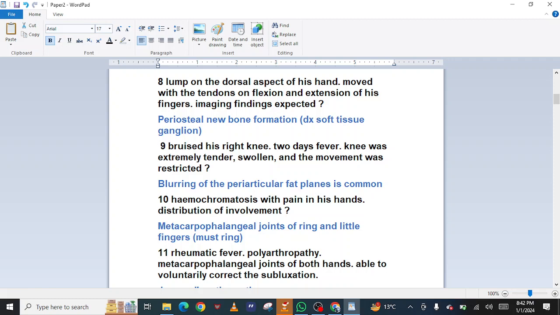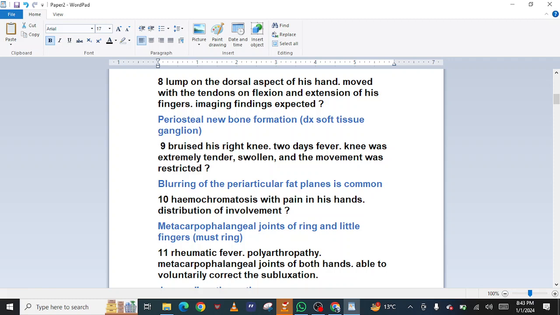8. Lump on the dorsal aspect of his hand that moved with the tendons on flexion and extension of his fingers. Imaging findings expected: periosteal new bone formation. 9. Bruised his right knee. 2 days fever. Knee was extremely tender, swollen, and the movement was restricted. Blurring of the periarticular fat planes is common.